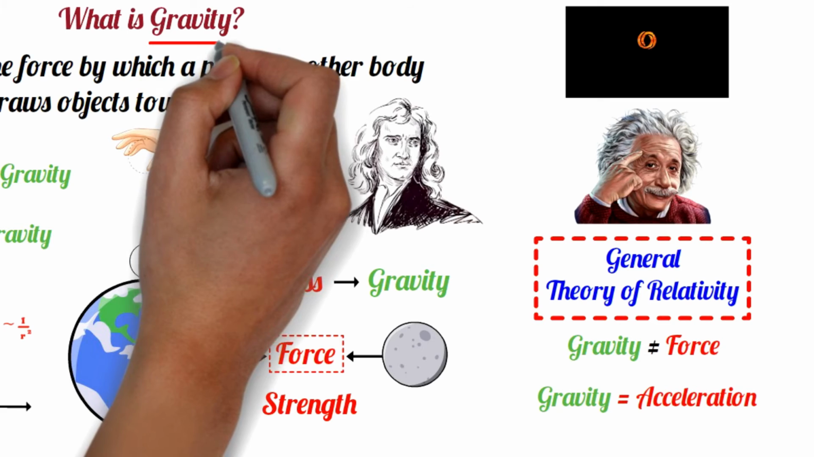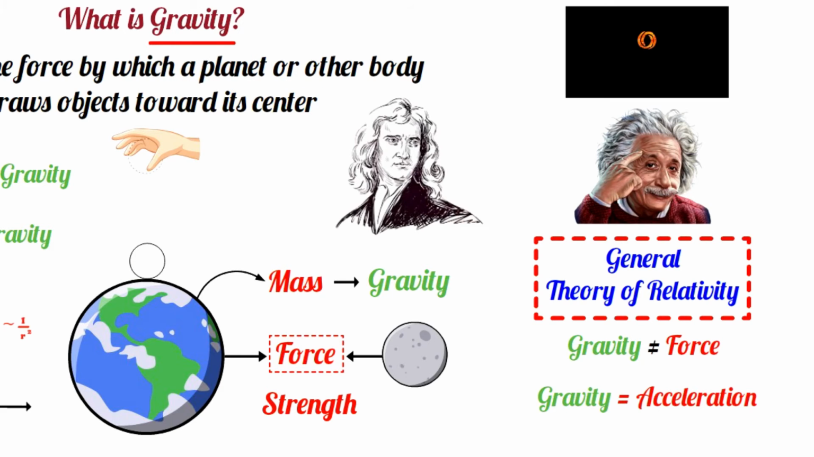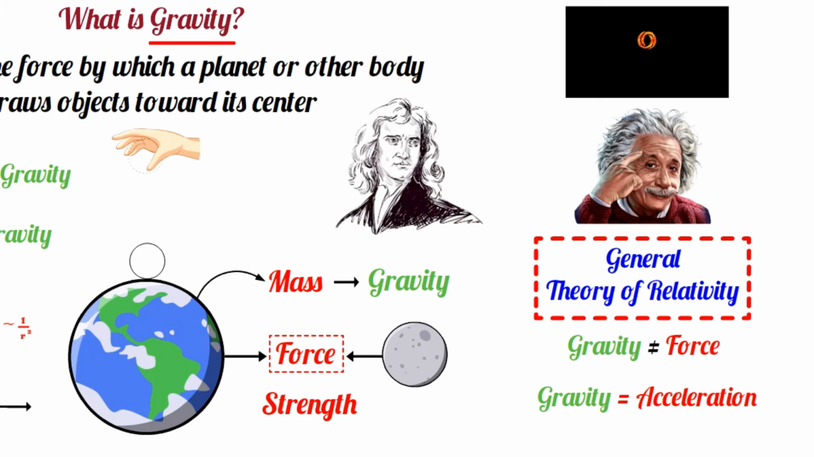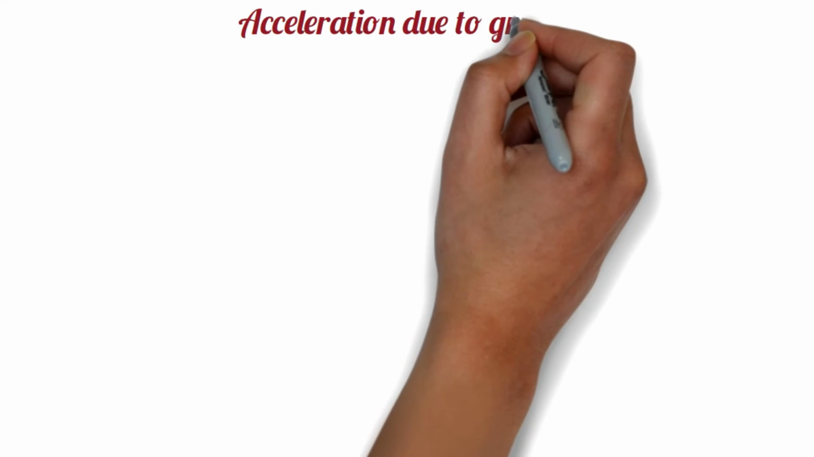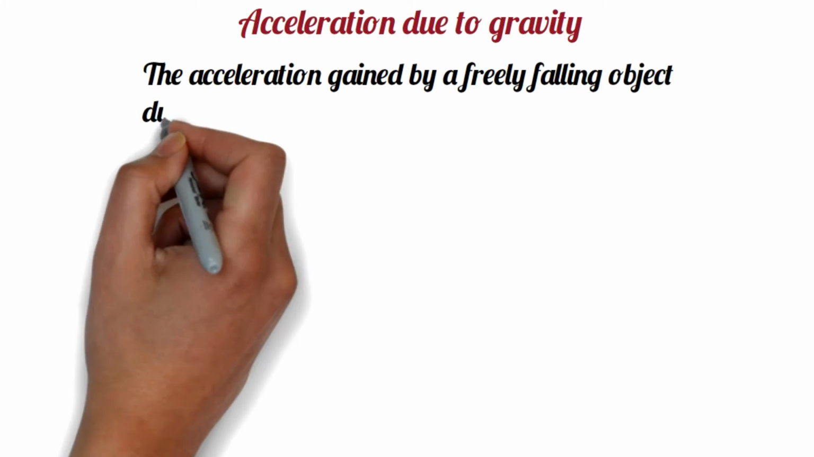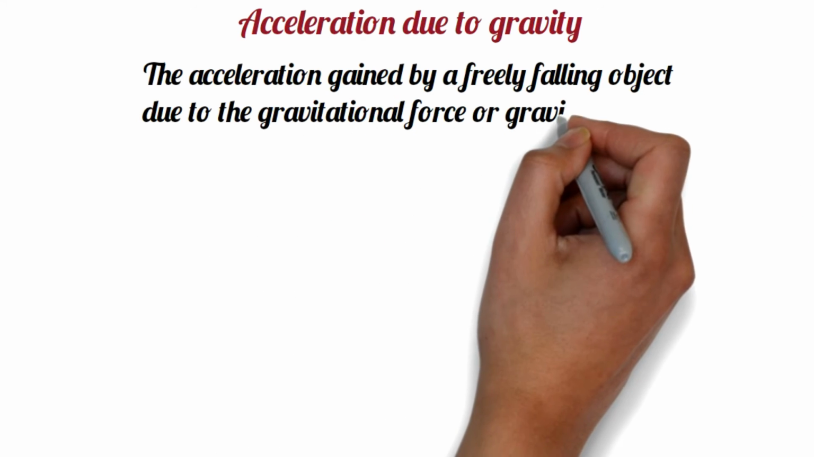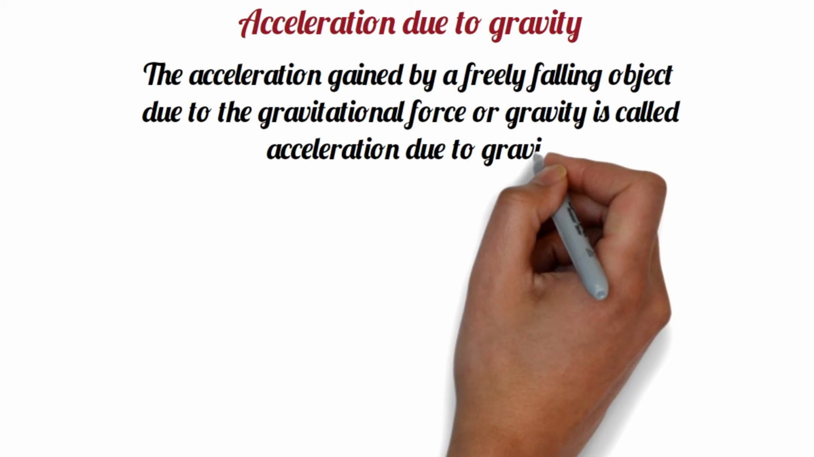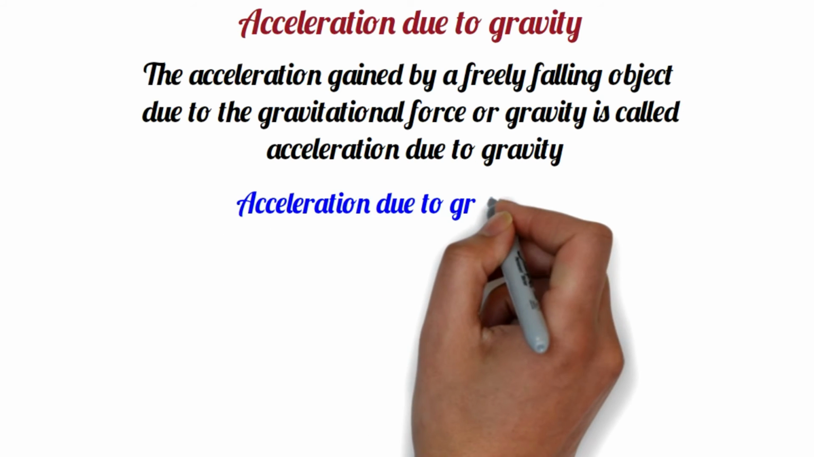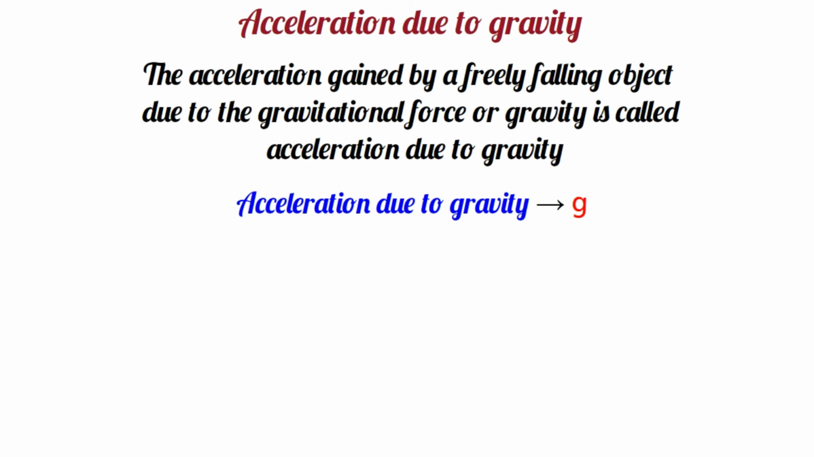This concept of gravity will be more clearly understood if you study Einstein's general theory of relativity more deeply. For this, we will make a separate video on general relativity, but for now, we will only discuss acceleration due to gravity. Acceleration due to gravity. The acceleration gained by a freely falling object, due to the gravitational force, or gravity, is called acceleration due to gravity. The symbol we use, to represent the acceleration due to gravity, is small g.